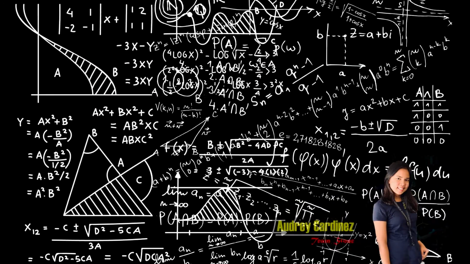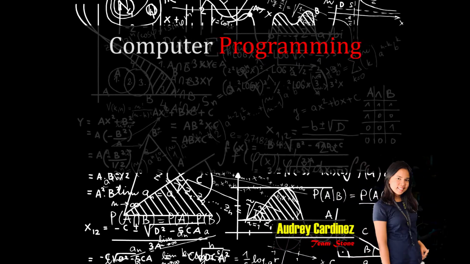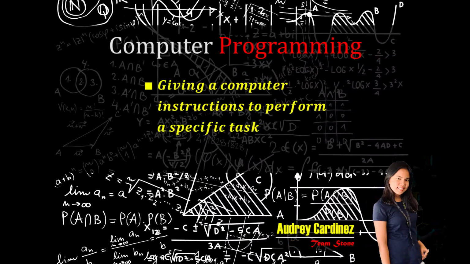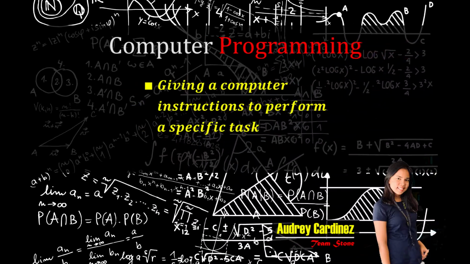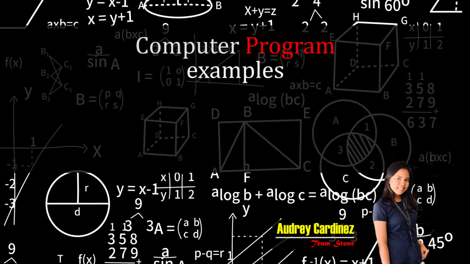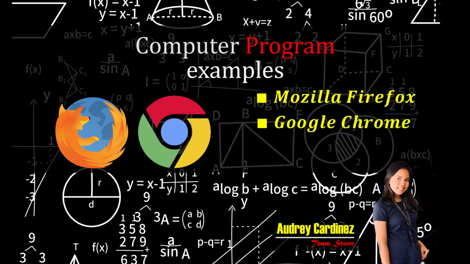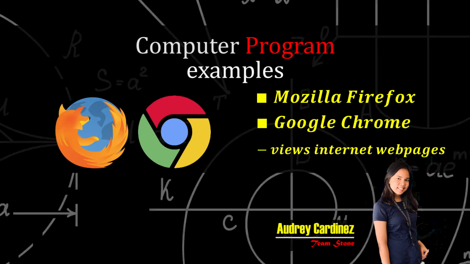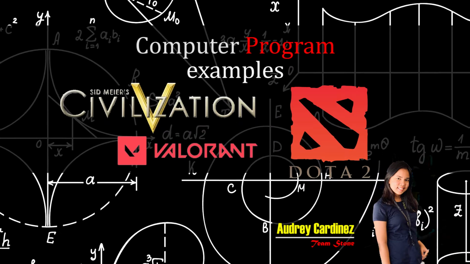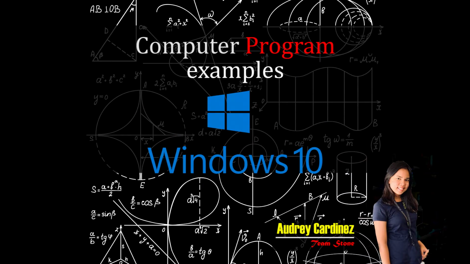So, first of all, we discuss kung ano nga ba ang definition ng computer programming. Computer programming is a way of giving computers instructions about what they should do next. Example ng computer programs like ng Mozilla Firefox, Chrome, na nag-review ng web pages sa internet. Isa pang example niyan, video games. Example yan ng computer programs. Operating system. Example din yan.